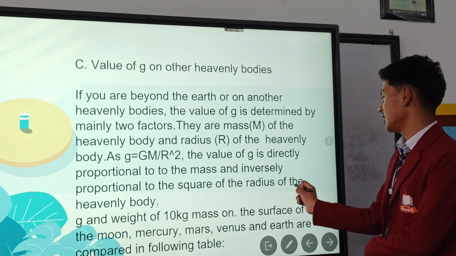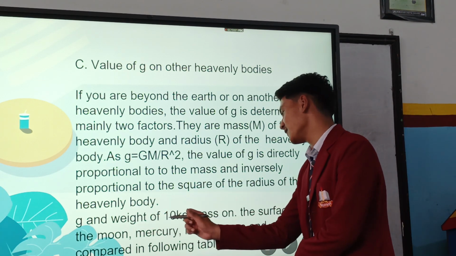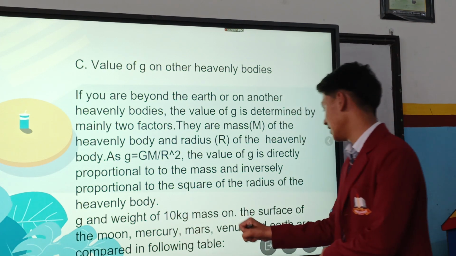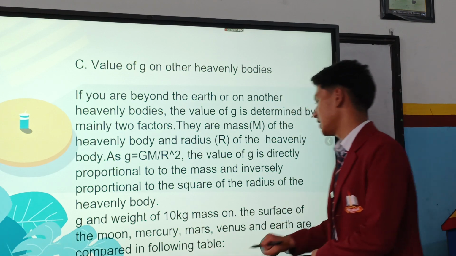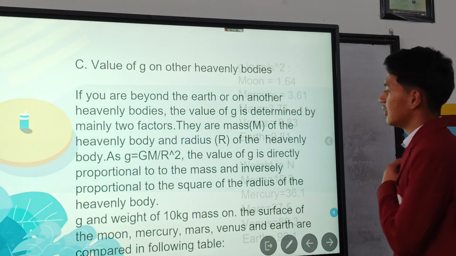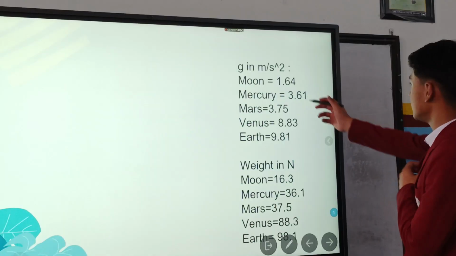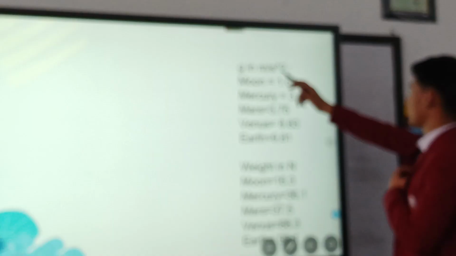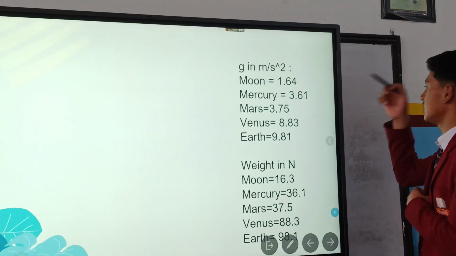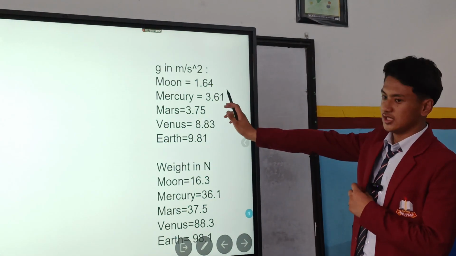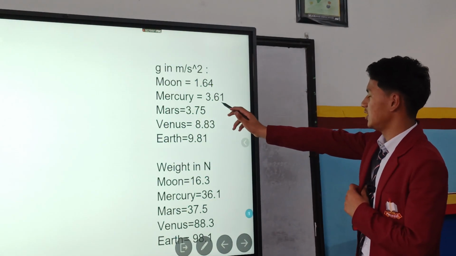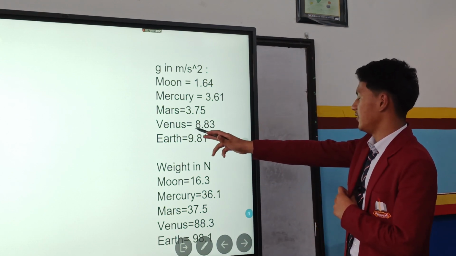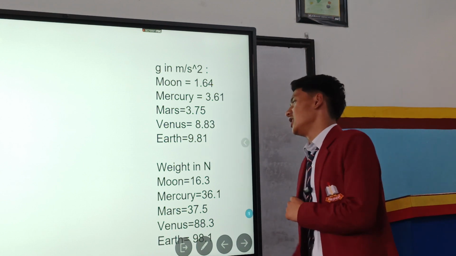the square of the radius of the heavenly body. The g and weight of a 10 kg mass on the surface of the Moon, Mercury, Mars, Venus, and Earth are compared in the following table. So here is the list. g in meters per second squared: Moon is 1.64, Mercury is 3.61, Mars is 3.75, Venus is 8.83, and Earth is 8.81.